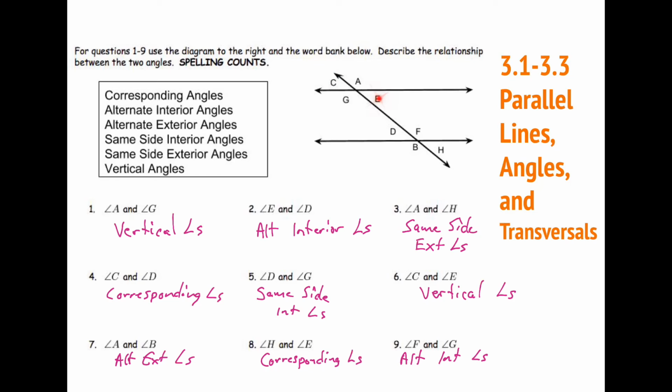C and E are vertical, they're across from each other. A and B, alternate exterior angles, so notice alternate sides of the transversal, and then outside of the pair of lines. H and E is corresponding angles, bottom right, so they're going to be corresponding, they're in the same position. And F and G, right here, alternate interior angles. Once again, alternate sides of the transversal and inside the parallel lines.